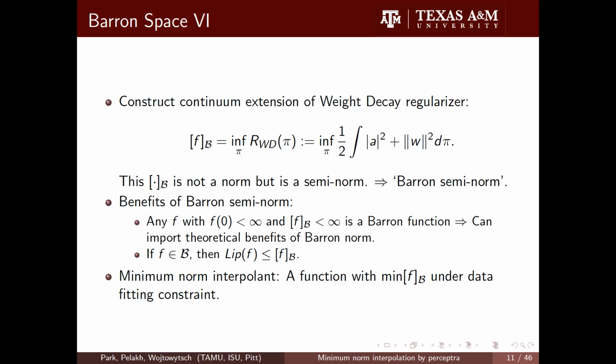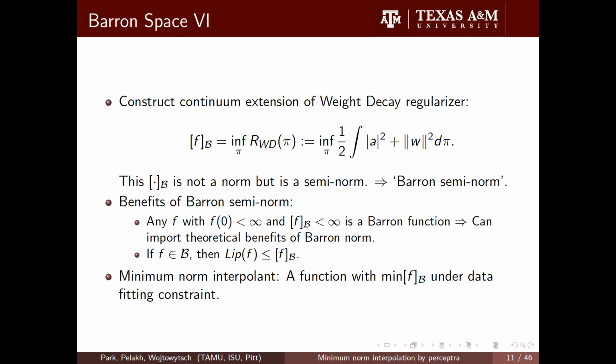By using the Barron semi-norm, not only can we fit into practice, there are also some theoretical benefits. For any f with bounded value at 0 and finite Barron semi-norm, f is also a Barron function. So if you only control the value at the origin, it will work almost the same as the Barron space. And if a function is in the Barron space, then every Barron function is Lipschitz, and its Lipschitz constant is bounded by the Barron semi-norm. Aggregating these facts, the Barron semi-norm is not that different from the Barron norm, so our theory in the Barron norm would work very similarly.